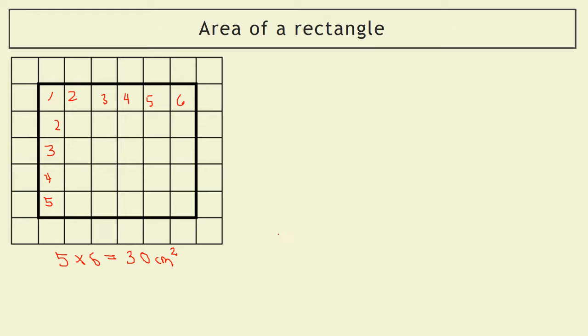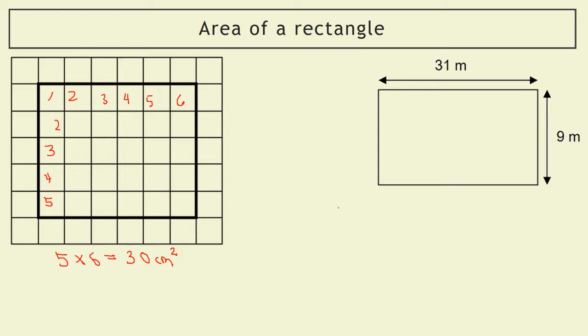But if we say they're all centimeter squares, it's 30 square centimeters. Okay, so let's just bring up another one. 31 and 9. Well, we know we just have to times them together. 31 times 9. Okay, a couple of ways to do it.